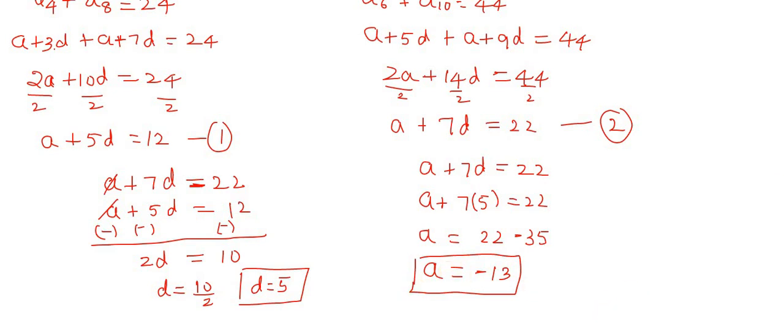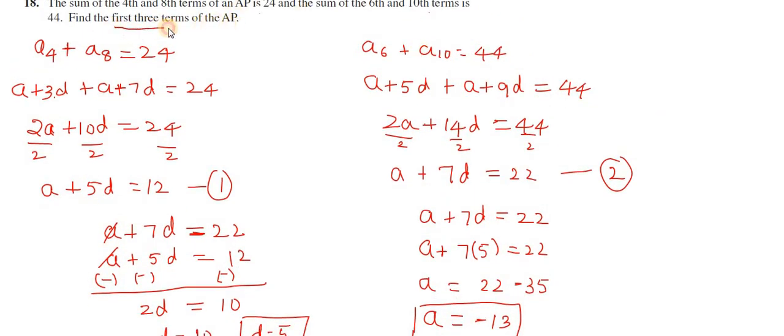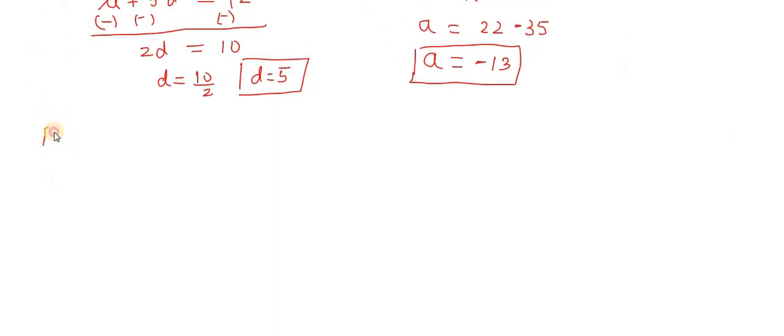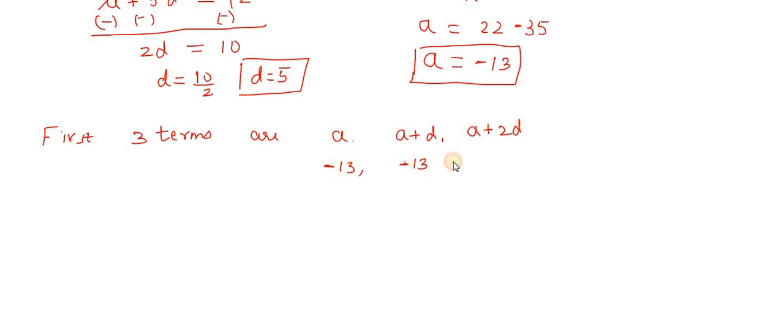Now we need to find the first three terms of an AP. How to find the first three terms? The first three terms are a, a plus d, a plus 2d. Since only three terms are asked, that's enough. So a is minus 13, a plus d is minus 13 plus 5, which is minus 8, and a plus 2d is minus 13 plus 10, that is minus 3. So these are the first three terms of the AP. I hope all of you understood.